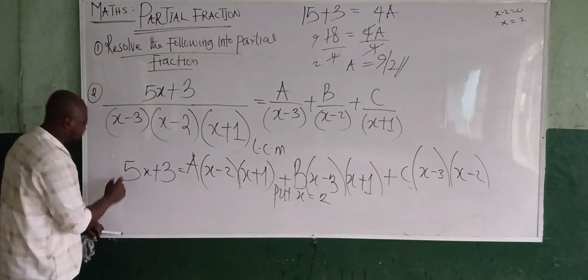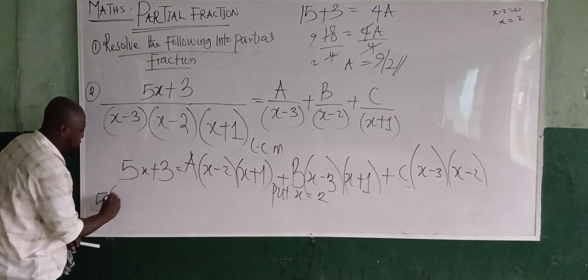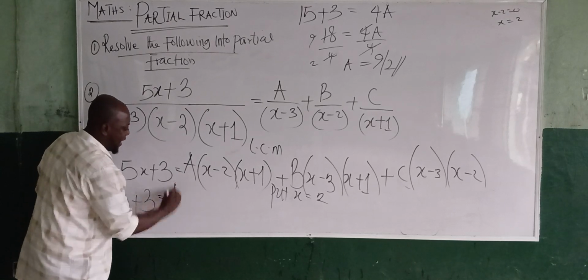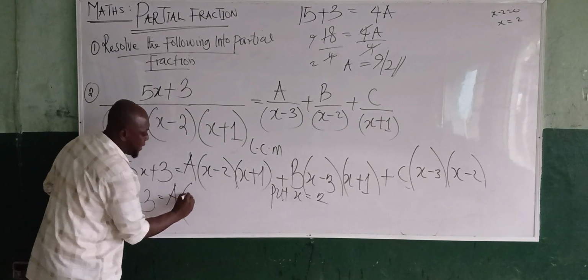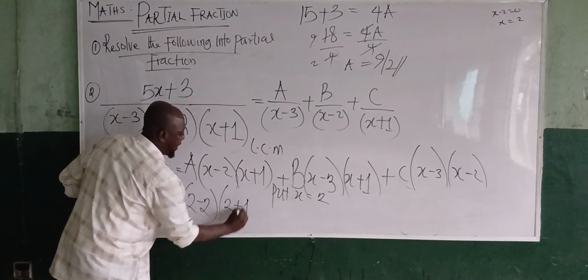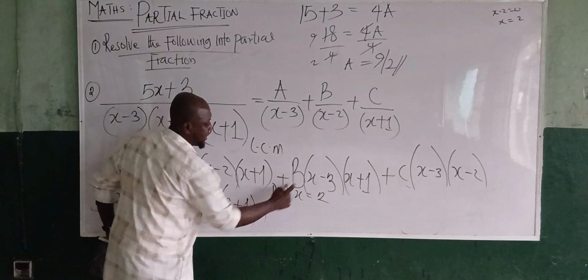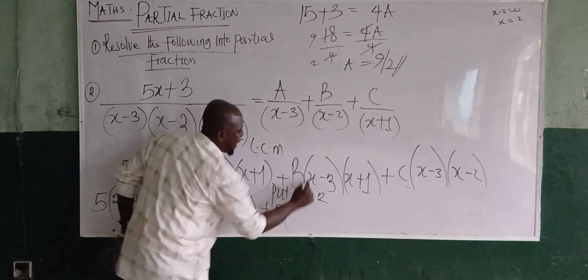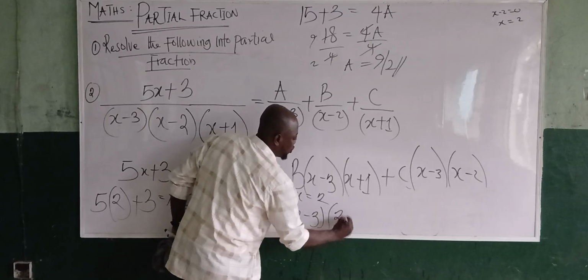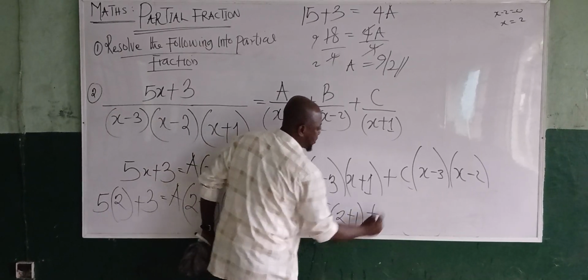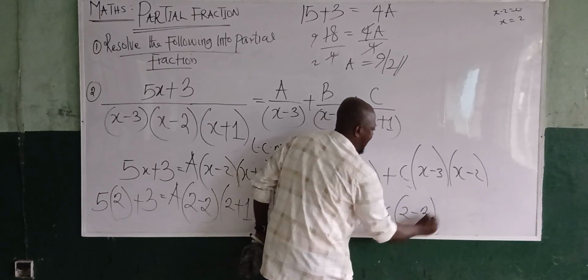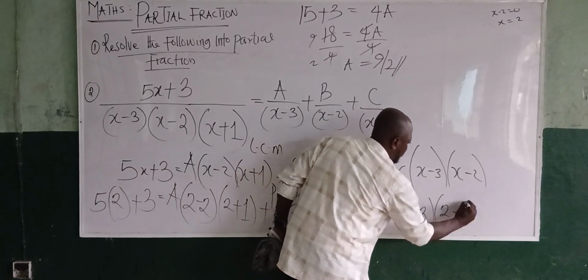Anywhere I see x, so let's start from this. I have 5 into bracket 2 plus 3. I'll have that A into bracket, I'm having 2 minus 2, 2 plus 1 here, and then plus, I'm having B. For B, I'm having 2 minus 3, and then I'm having 2 plus 1. Then plus, for C, I'm having 2 minus 3, and then 2 minus 2.